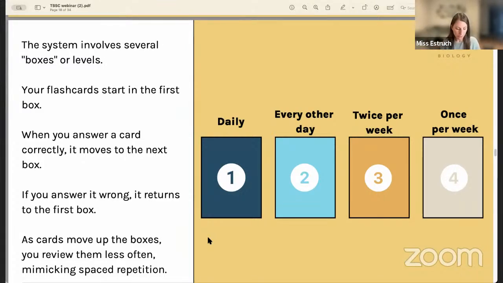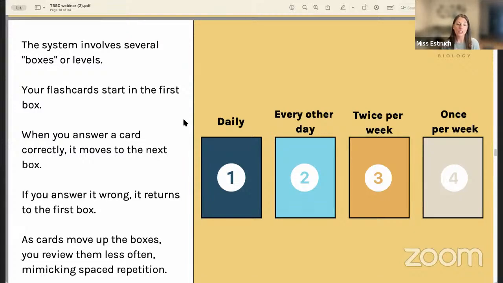Each box is getting a longer period of time away, or a bigger interval of time. So the system involves several boxes or levels, like we saw. Your whole pack of flashcards starts on box 1. On day 1 of your revision, when you've checked that you understood the information and now you're trying to remember it, you would go through your entire pack. Let's say it's biological molecules, go through your whole pack of cards on biological molecules.